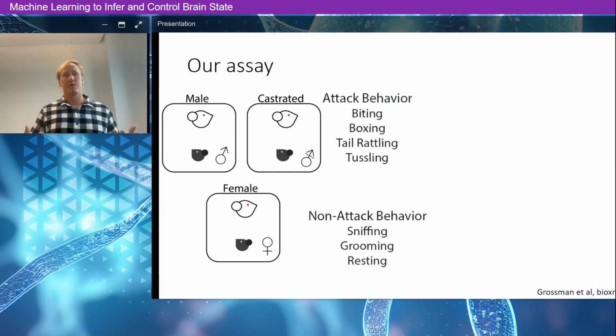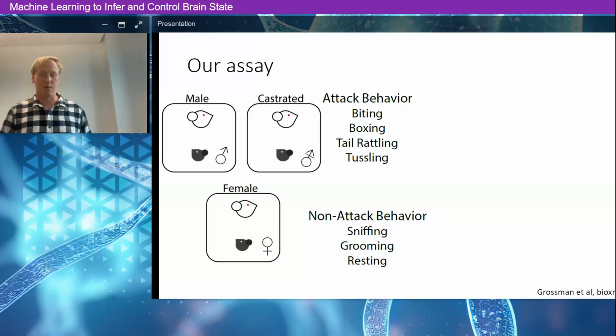There are a lot of different social behaviors that can happen here. For example, we can think about attack behaviors such as biting, boxing, tail rattling, or tussling, which we're going to describe as example behaviors that we're going to classify as attack. We can also think about non-attack behaviors such as sniffing, grooming, and resting. These are not antisocial behaviors. These are all social behaviors because we're engaging with another mouse, but we're going to break this down into attack behavior and non-attack behavior.